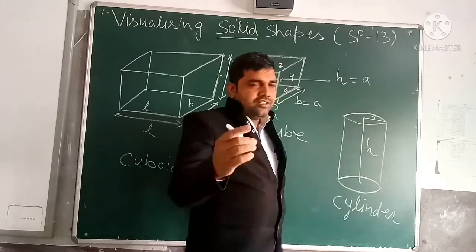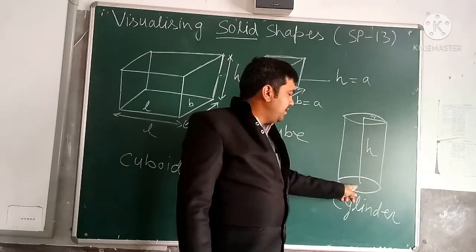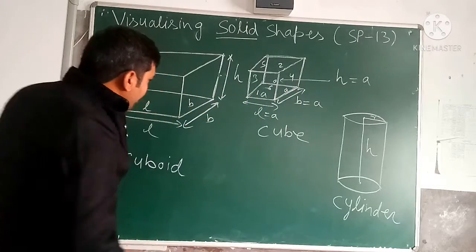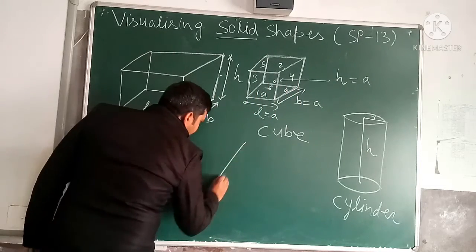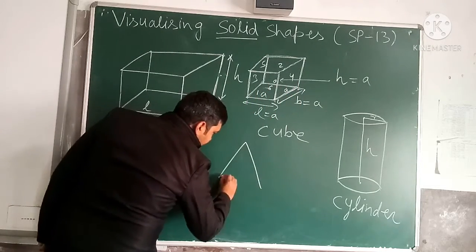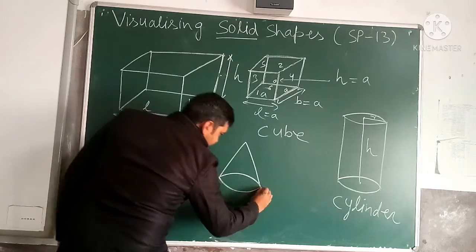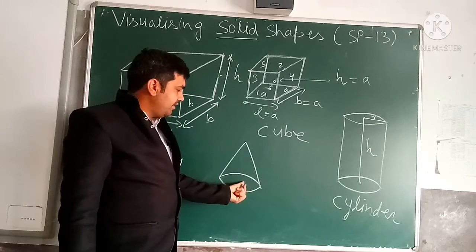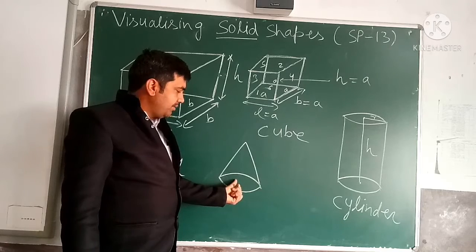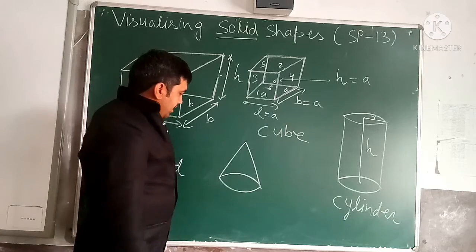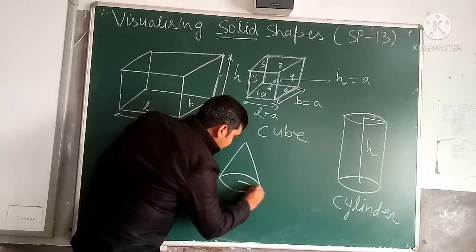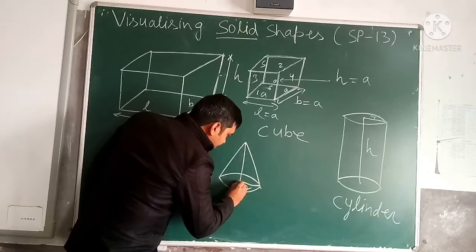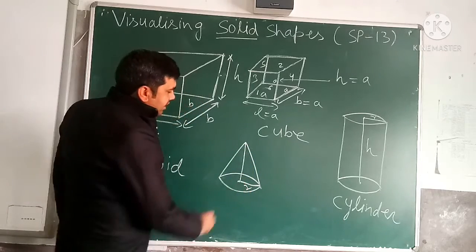So this cylinder has three surfaces. Two are plain surfaces and one is a curved surface. Now, there is another solid shape that is called the cone, which has two surfaces. One is the curved surface and another is the circular surface. The bottom face of the cone is a circle, and this is the radius, and the distance between the vertex of the cone and the center of the base is called the height.